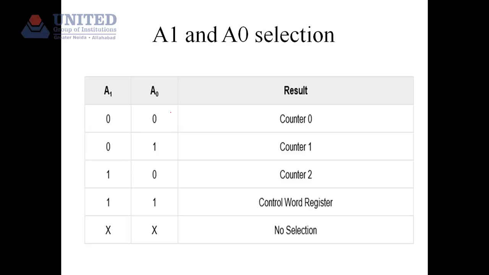This is the slide I was discussing. This is the slide which tells how A1 and A0 work. If both are 00, you have to make a note that A1 comes first, then comes A0. 00 is counter 0, 01 is counter 1, 10 is counter 2, and if both are 1, this is the automatic mode, that is the control word register. The control word register then uses its brain to select which counter based on the priority. And if both are at high impedance, there will be no selection.